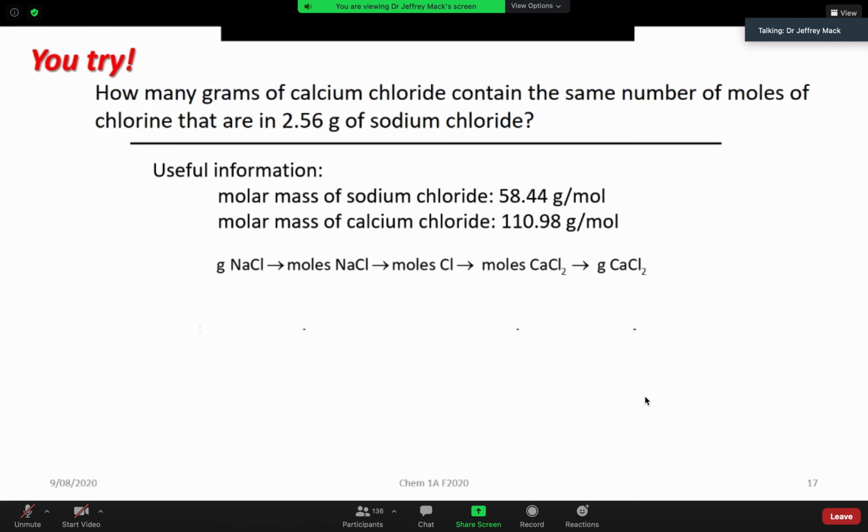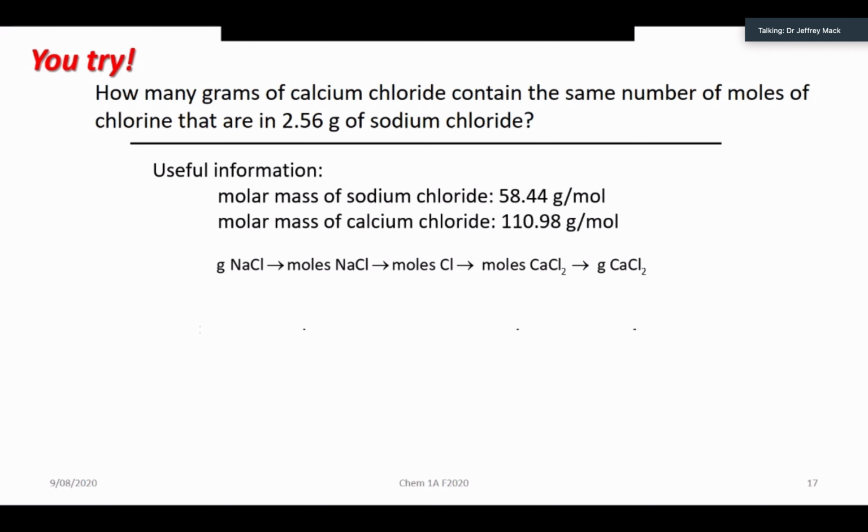Okie dokie. So think about this. If I start with grams of sodium chloride, then I can convert that into moles using molar mass. And if I know that I have 1 mole of sodium chloride, I have 1 mole of chlorine from the mole ratio. And then if I know moles of chlorine that came from sodium chloride, there are 2 moles of chlorine for every 1 mole of calcium chloride, which gets me into moles of calcium chloride. And if I know the molar mass of calcium chloride, then I can get the grams of calcium chloride. And you should have got, as an answer, 2.43 grams of calcium chloride.